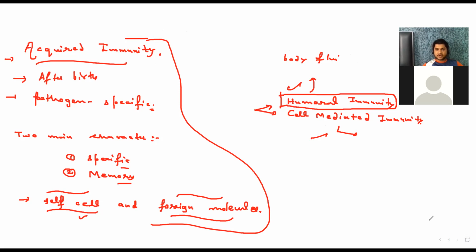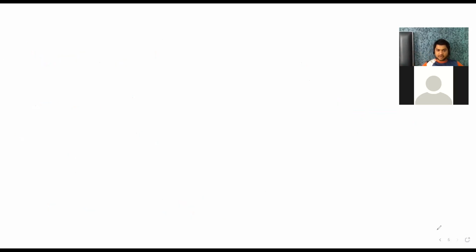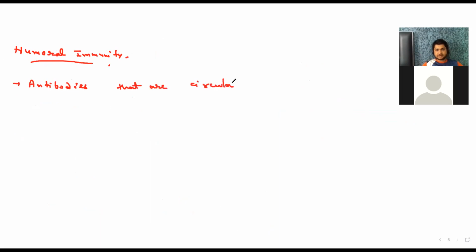Now we are going to discuss humoral immunity and cell mediated immunity in detail, which are part of the acquired immunity. In humoral immunity, we are actually dealing with the antibodies that are circulating in the body fluids. The simple meaning of humoral immunity is that it contains the antibodies that are circulating in our bodily fluids. It can be plasma, it can be blood.